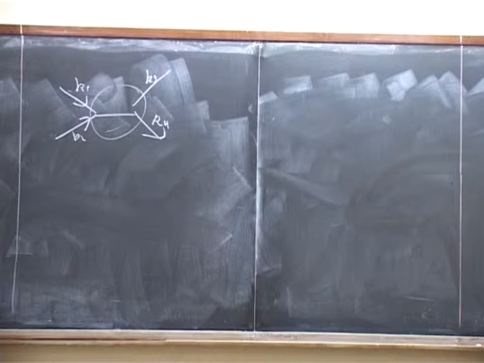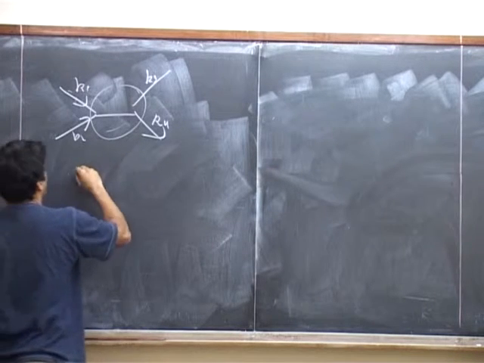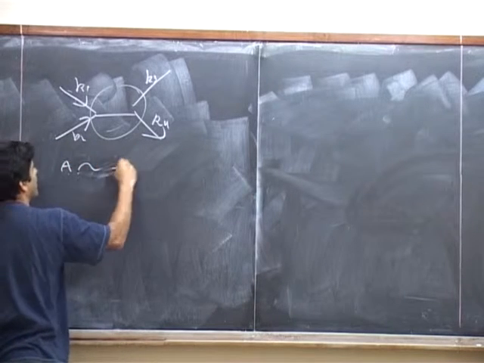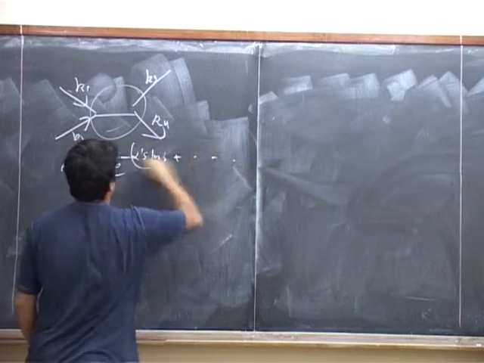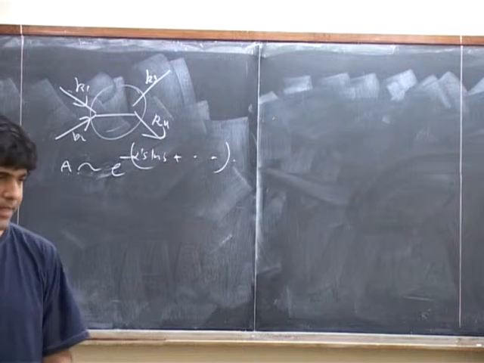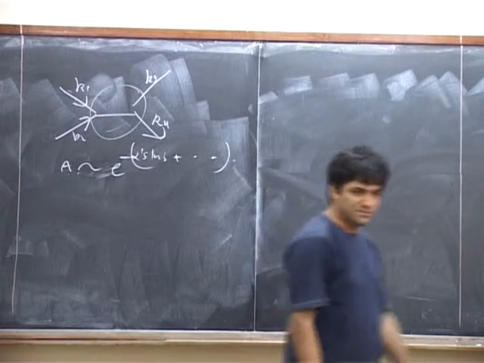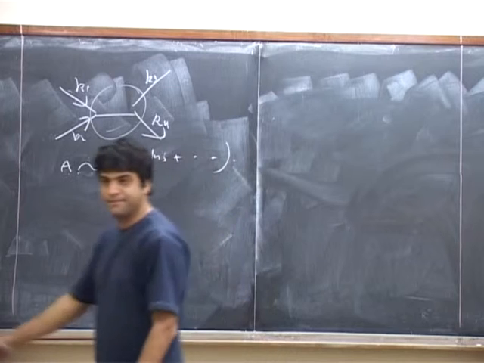Now, when this happens, we found that the amplitude went like e to the power minus alpha prime s log s plus the same expression with t. The point to notice here is that this amplitude is exponentially smaller at high energies. Even more than exponentially smaller at high energies.